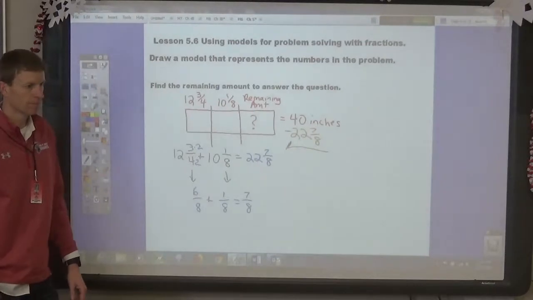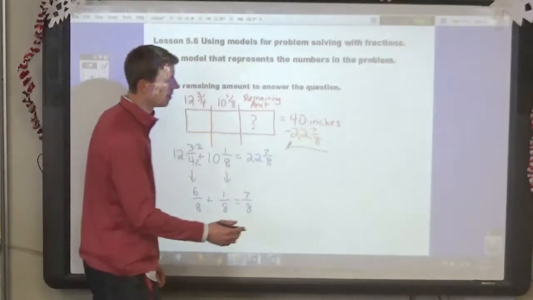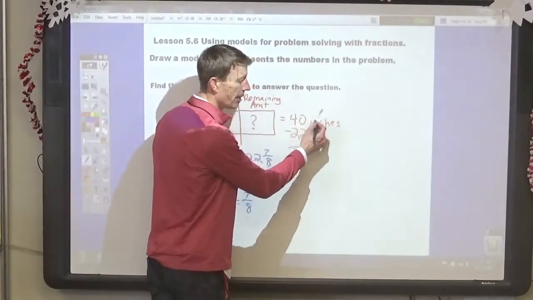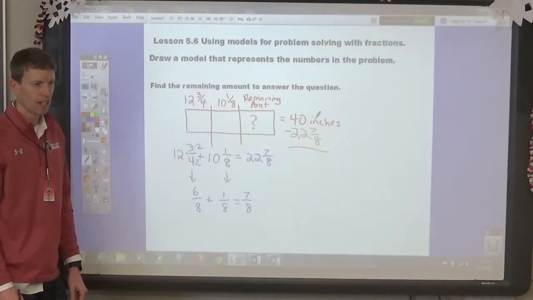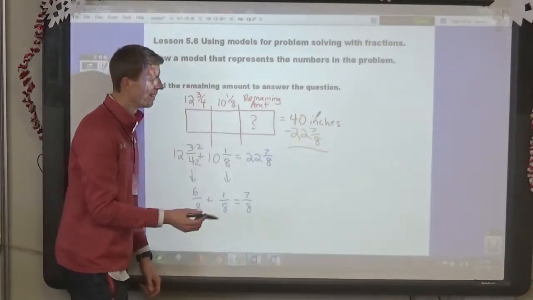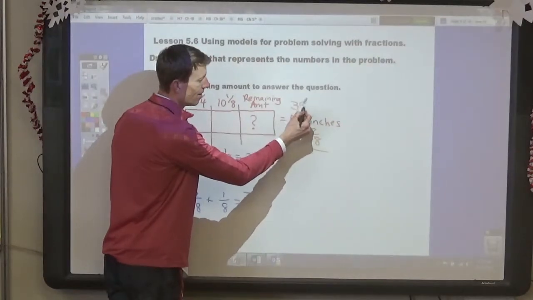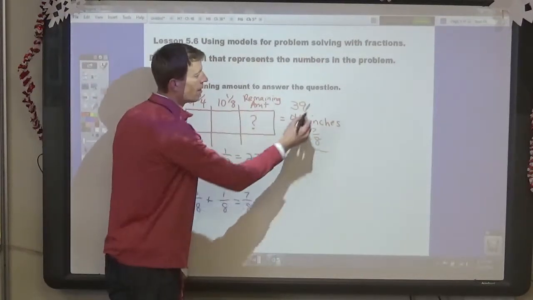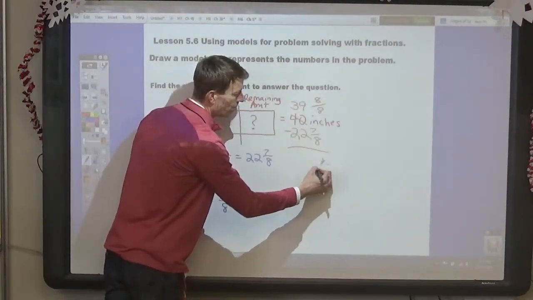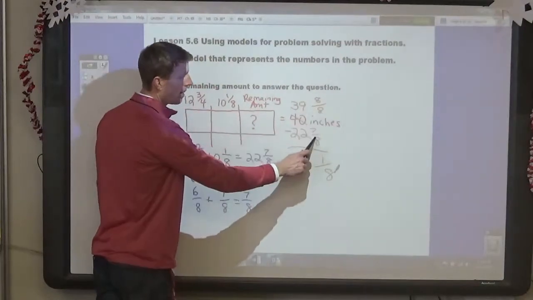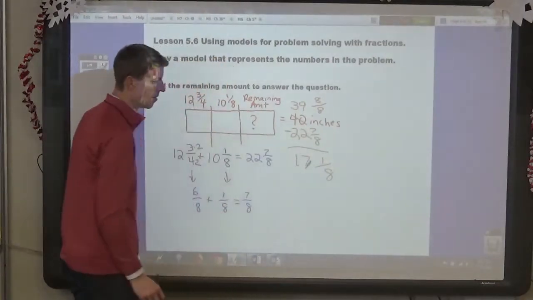Okay? To find the remaining amount, we have to subtract. 17 1/8. Okay? But we don't have any pieces yet to subtract. So how would you make more pieces? And 8/8. Yep. So now we have pieces. 8/8 minus 7/8 is 1/8, and 39 minus 22 is 17.